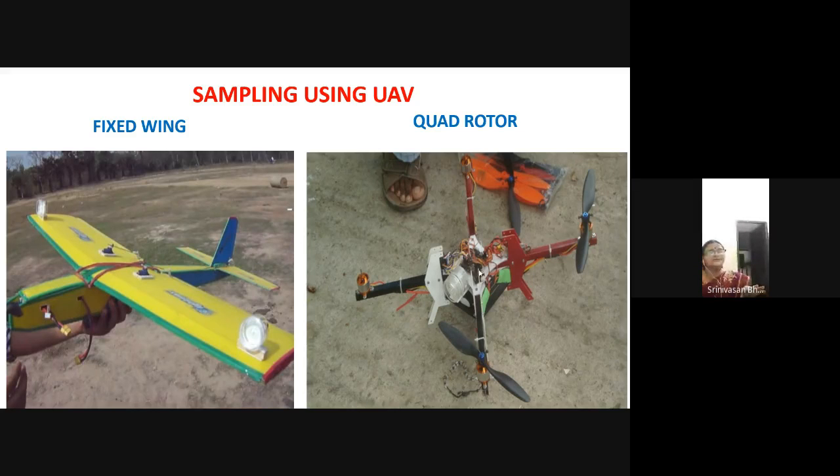Whereas in the quadrotor, you can see the sampler affixed to the quadrotor. This has the hovering capacity, so it can stay in a particular place at a particular height, and it can sample the particular location. That is the beauty of the quadrotor. The samplers on the unmanned aerial vehicle will be dealt with in detail in the next units. So with this, we come to an end of the air sampling.